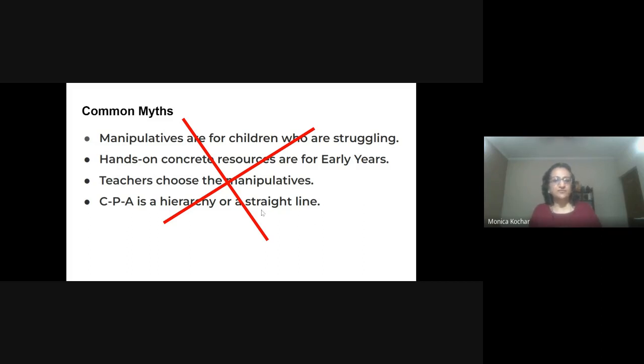CPA is a hierarchy or a straight line. Not true. The other day I was talking to teachers in a school where they said the children were just not able to get it using CPA. So I asked the teacher, have you tried APC or PAC? And she said, actually, yes, but I didn't want to share because I was scared that CPA has to be a straight line. It doesn't need to be a straight line.